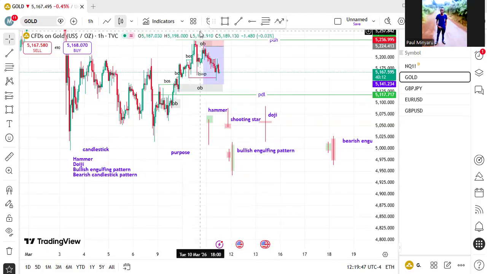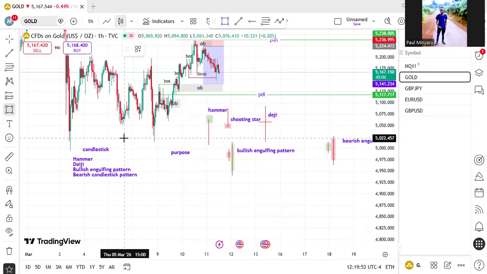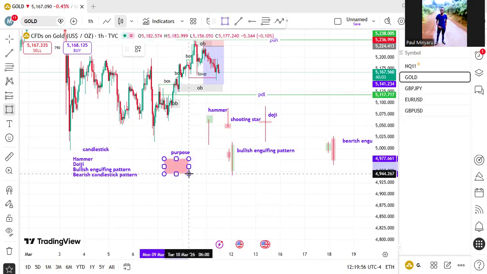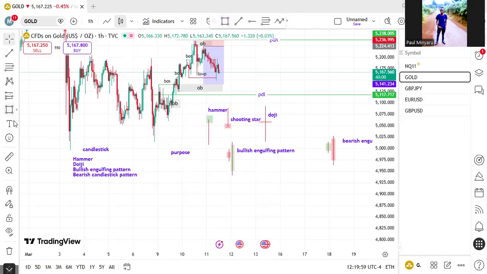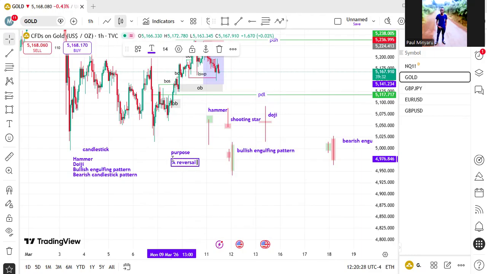What is the purpose of the hammer? Number one, what I have just told you about the hammer. The purpose is a reversal to the upside. I have arranged them on the candlesticks, then the purpose in the same order. So don't make the mistake of reading your notes in a confusing way. Number one, we have the hammer. A hammer signifies a reversal to the upside.